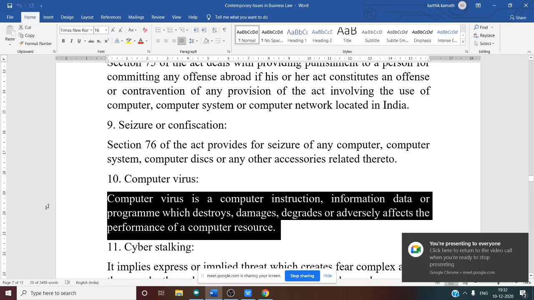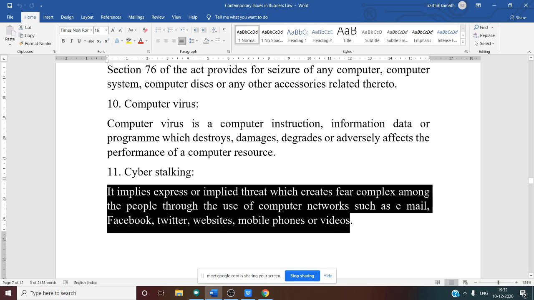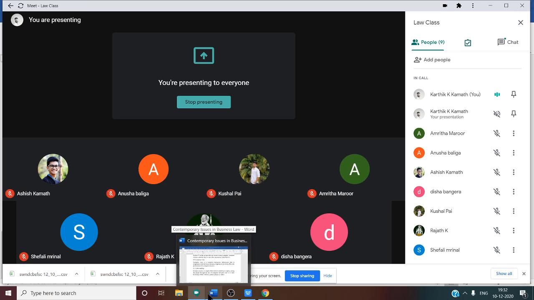Now the next thing, cyber stalking. Cyber stalking means, as we have already told about this, an express or implied threat given using a computer mode. That threat may be given using email, Facebook, Twitter, website, mobile phone, or through videos. So it becomes one more crime, cyber stalking. For example, you may know the videos of ISIS and all. They are sending videos, promoting some anti-national propaganda. These things come under cyber stalking.